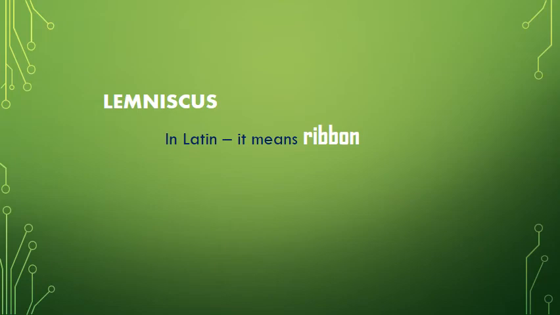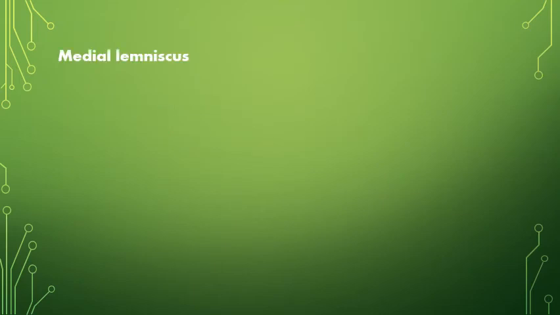Lemniscus, in Latin, means a ribbon. So the lemniscus is an important sensory component which carries the pathways of many sensory tracts to the thalamus. So the first lemniscus we are going to discuss here is the medial lemniscus. It is also called as a Reil's band or Reil's ribbon.